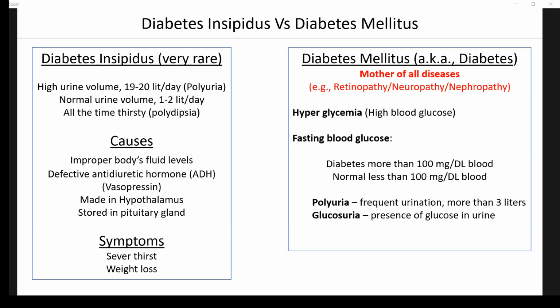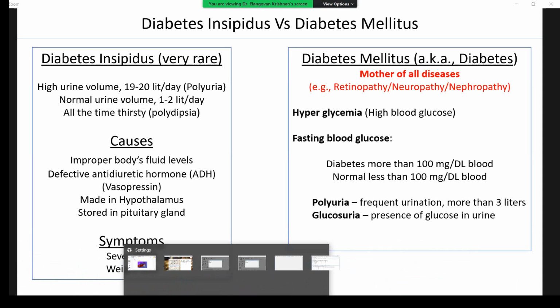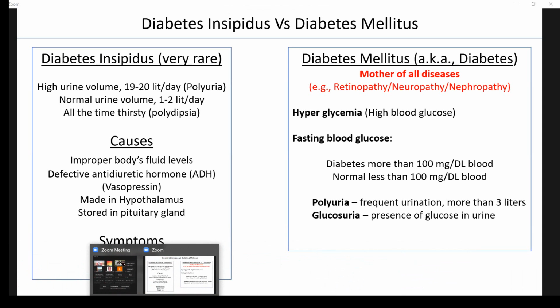Insipidus. In our regular diabetic, you get 3 liters or more than 3 liters of urine. And in addition to that, in normal people, you do not see any sugar in the urine. But in a diabetic patient, you have glucose in the urine, which is called glucosuria. So you have to get these things tested.